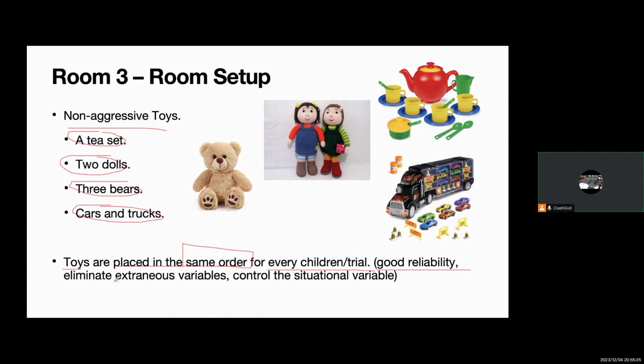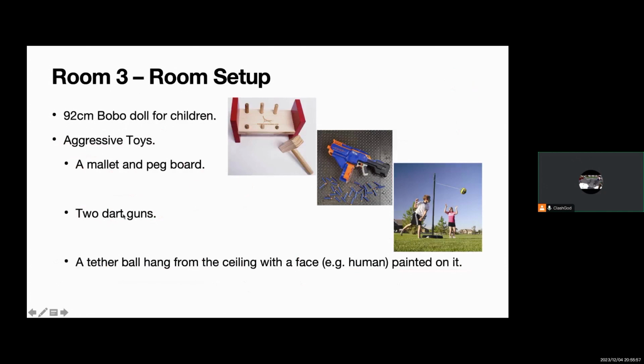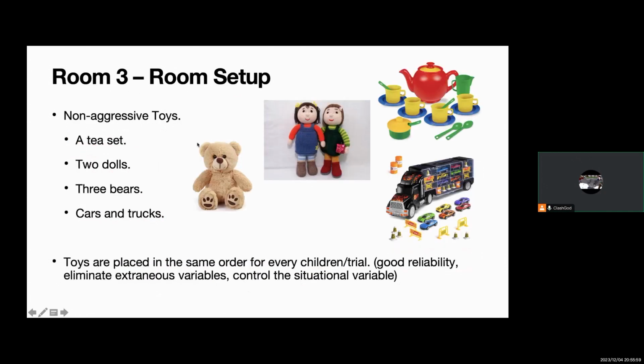So that is an extraneous variable, a situational variable. And since this is a lab experiment, we want to tightly control extraneous variables, the situational variables. This is an artificial environment, so we want to control the position of the toys as well as the order they are placed in. Okay, so this is the room setup. There are aggressive toys. There are non-aggressive toys. There's a 92 cm bubble doll, and toys are placed in the same order for every trial. Okay, that's the room setup.